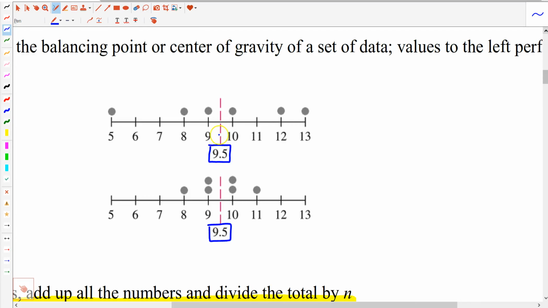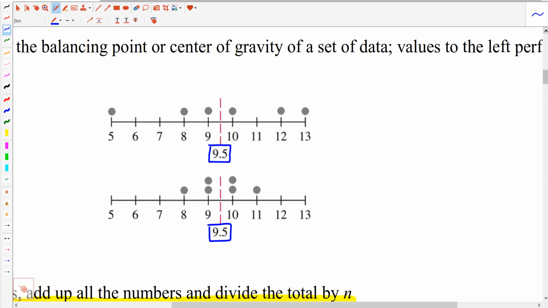So for this first data set with the mean of 9.5, now this is a different type of graphical display that we didn't cover earlier in this course. This is called a dot plot. So each one of these dots represents a data value that would be in my data set. So I have data values of 5, 8, 9, 10, 12, and 13. So given that data set with those 6 values, their mean would be 9.5.